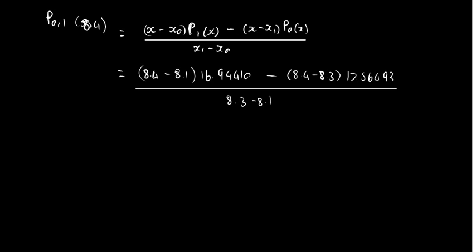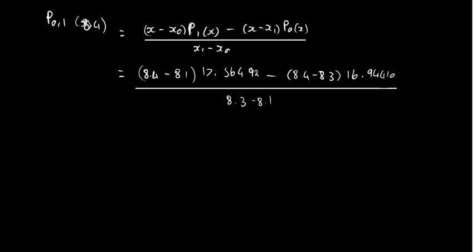No, I messed up. It's a mistake I made when I was solving. These are supposed to be swapped. So it's going to be 17.56492, and then this other one is going to be 16.94410, and then we can punch this on the calculator.